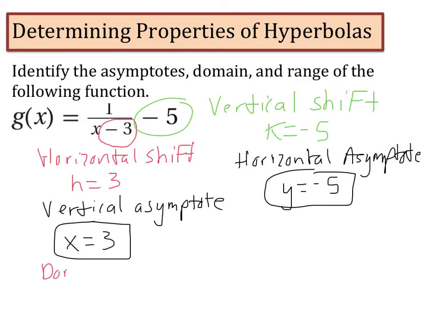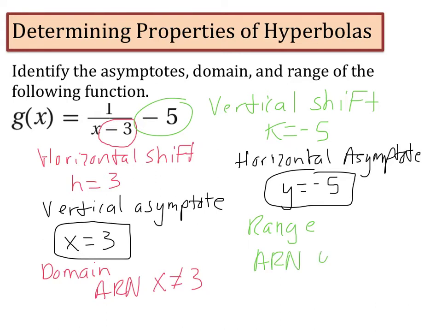Now for my domain, without even graphing it, I know it's going to be all real numbers, but x cannot equal 3. For my range, I know it's going to be all real numbers, but y cannot equal -5. So start to see the connections. If you know the horizontal shift, you know the vertical asymptote. If you know the vertical asymptote, you know the domain. If you know the vertical shift, you know the horizontal asymptote. And if you know the horizontal asymptote, then you know the range.